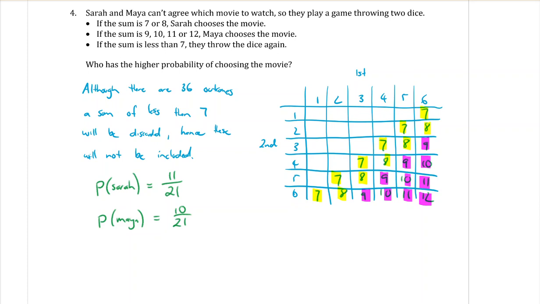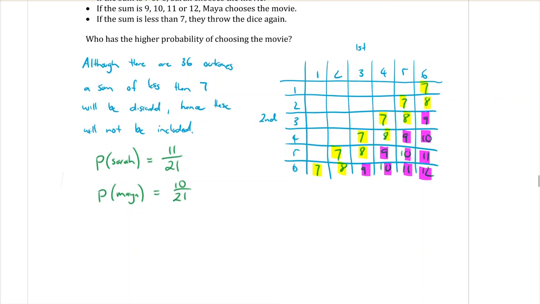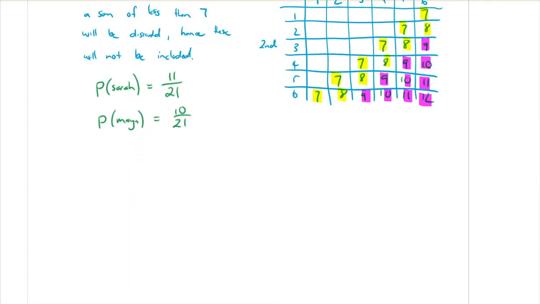So it is very, very close, but Sarah has just slightly higher chance of winning and choosing the movie. So therefore, Sarah has the higher chance of choosing the movie.